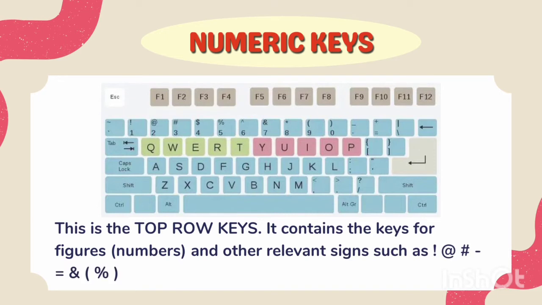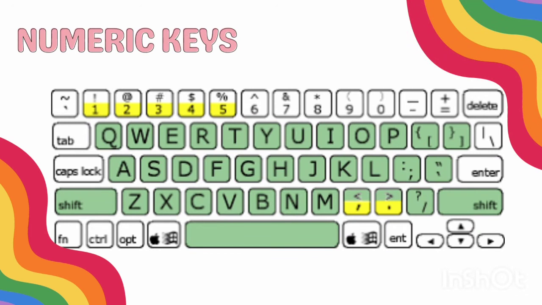It contains the keys for figures, and when we say figures, we're talking about what? Numbers and other relevant signs or characters, such as exclamation mark, minus sign, equal to sign, open bracket, close bracket, and others. So the numeric keys are numbers 1, 2, 3, 4, 5, 6, 7, 8, 9, and 0, because with this set of numbers, you can create any number.